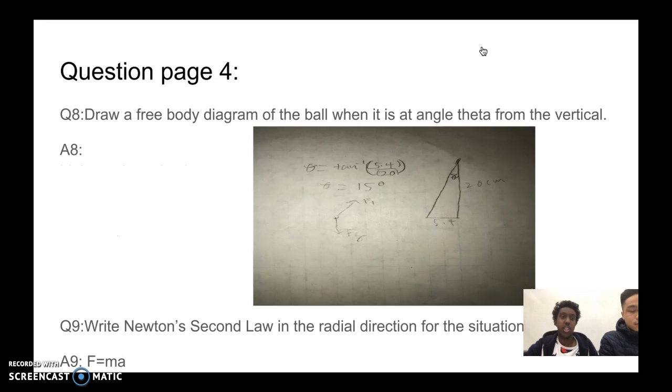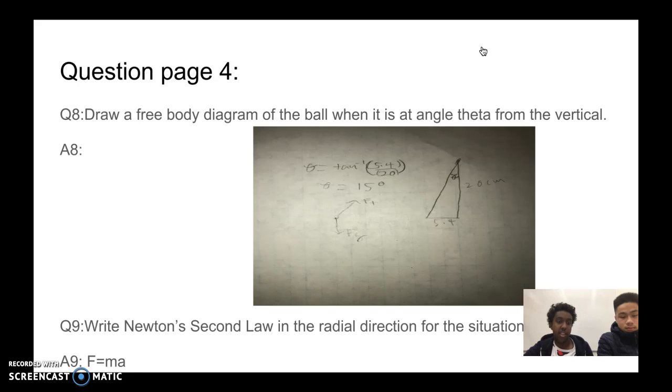Question number 8, you asked us to draw a free body diagram, and we did this. A picture is uploaded. We also did how to find the angle, and our measurements of 20 centimeters from the block and 5.4 centimeters from where we pushed it to, and that would equal 15 degrees.